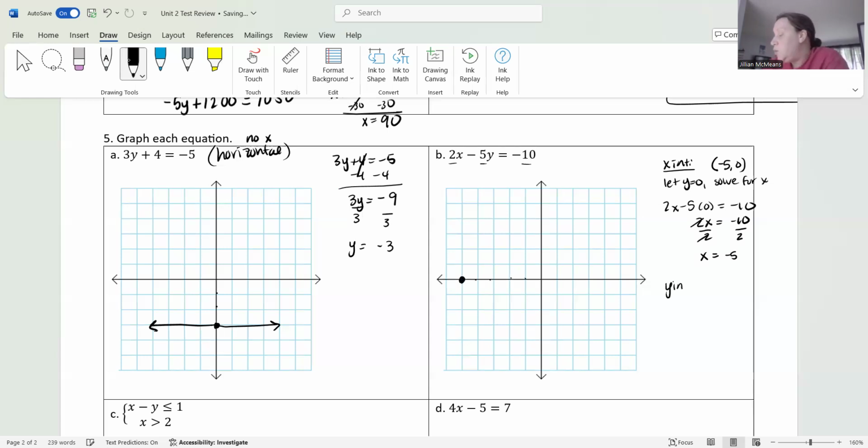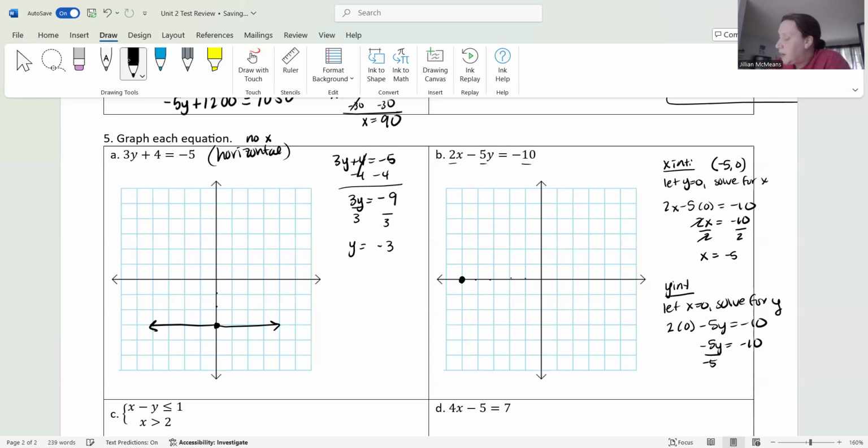Next, we want to find the y-intercept. And to do that, we let x equal 0 and then solve for y. So I get 2 times x, which is 0, minus 5y equals negative 10. Well, 2 times 0 is just 0. 0 minus 5y is negative 5y. So I get negative 5y equals negative 10.